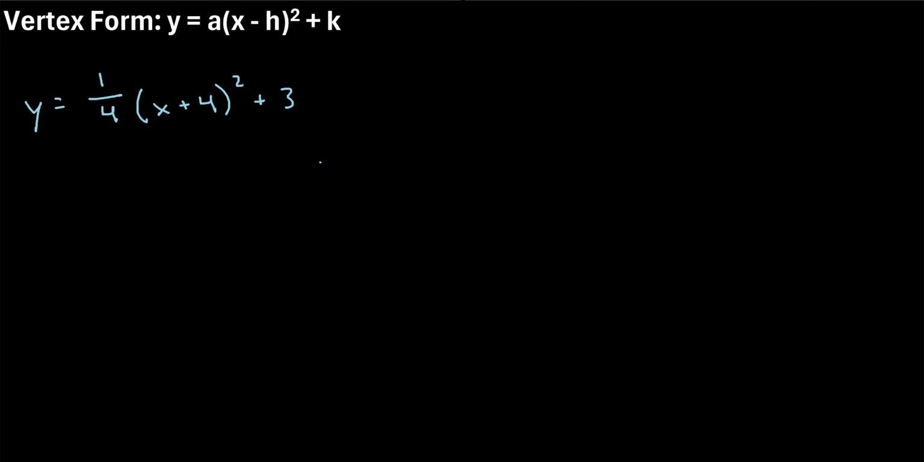Okay, let's try one more example. Let's say we're given this formula for a parabola in vertex form. How can we figure out how to graph this? Well, once again, we first want to find the vertex. And remember, the vertex has coordinates h, comma k. So for this example, our h will be a negative 4, and our k will be a positive 3. So our vertex is located at the point negative 4, 3.